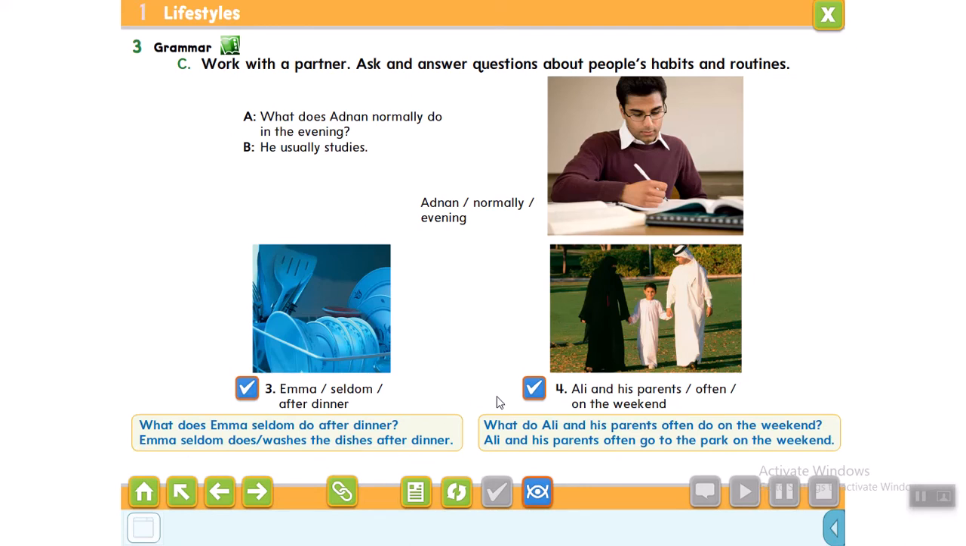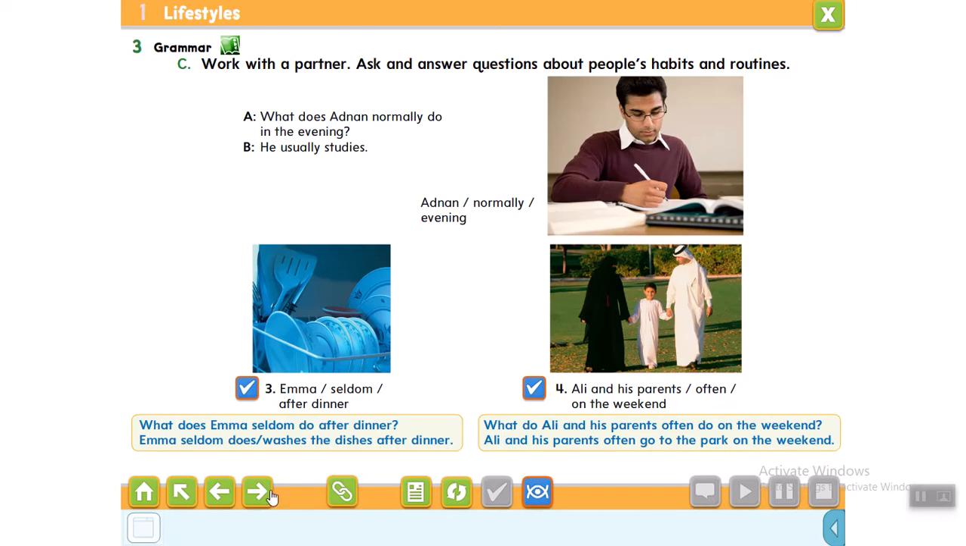Okay? Number 4, Ellie and his parents often on the weekend. What do Ellie and his parents often do on the weekend? Ellie and his parents often go to the park on the weekend.